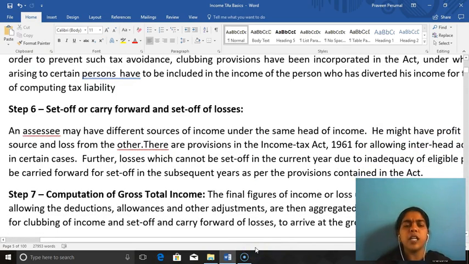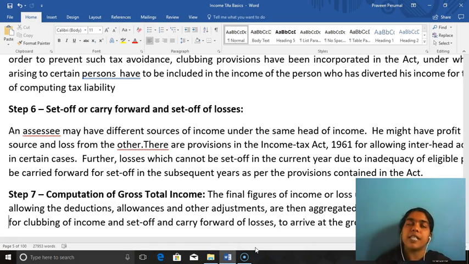Next, set-off and carry forward of losses. For example, the government has provided that there are two situations. Under one particular head, he is getting income or gain. Under another head, he is incurring a loss. Can it be set off? So that is one kind: within the different heads, whether set-off is possible or not.